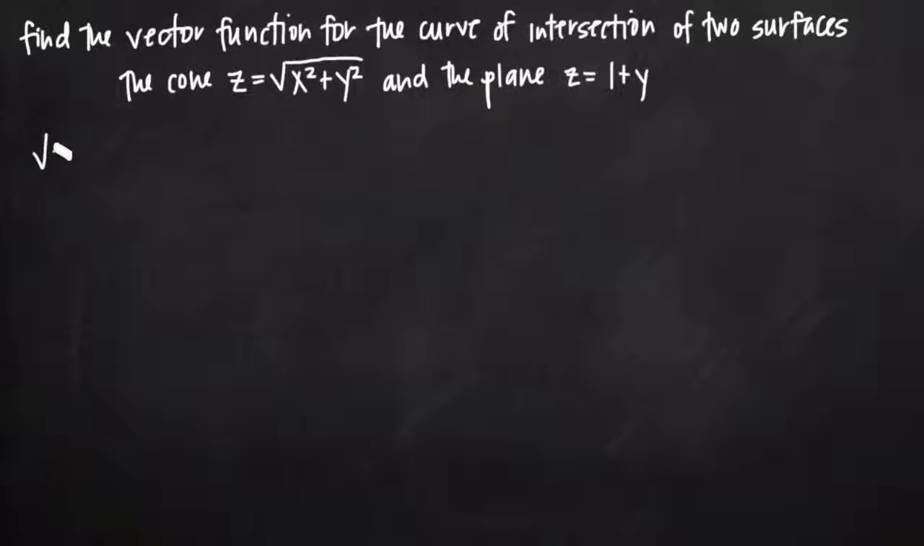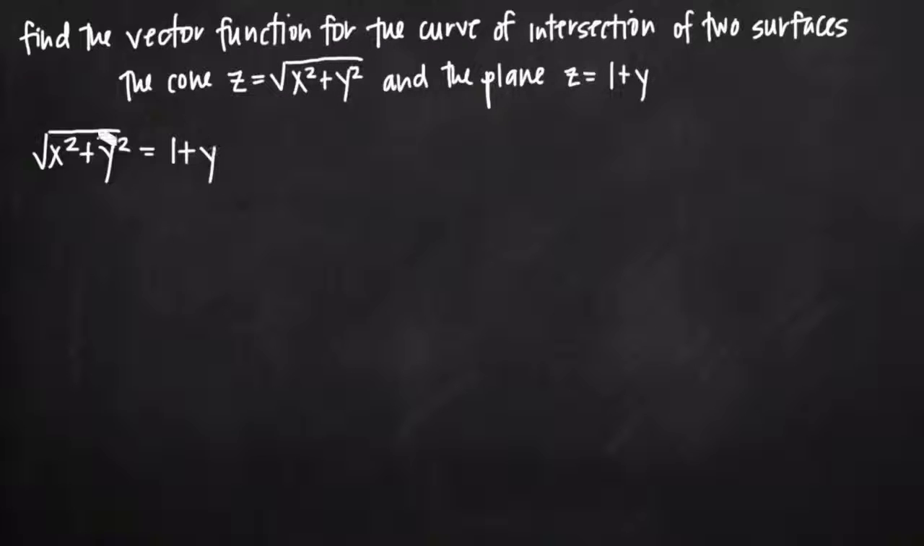So we're going to set the square root of x squared plus y squared equal to 1 plus y. This is obviously going to be the equation that defines the intersection of these two surfaces. If we set them equal to one another, this is where they intersect each other, and that's what we're interested in. We know that there's some curve of intersection. We want a vector function that defines that curve.